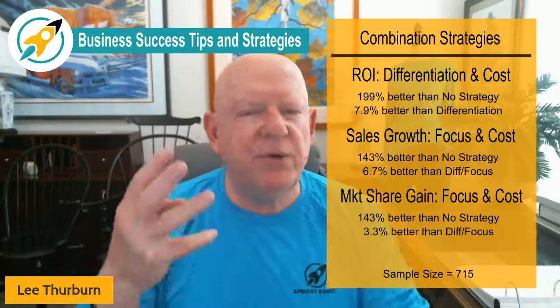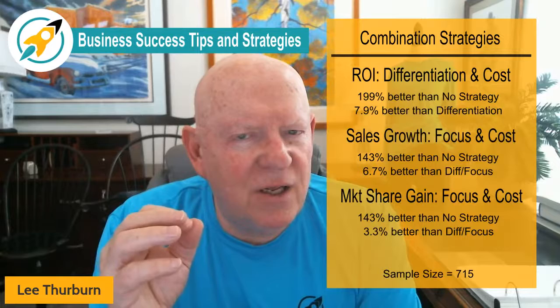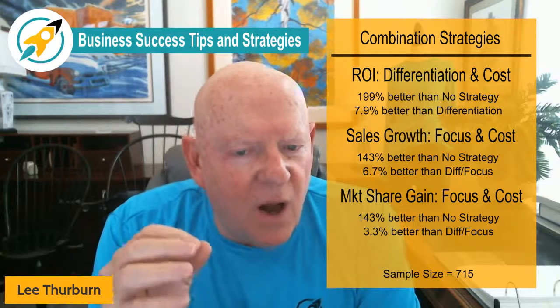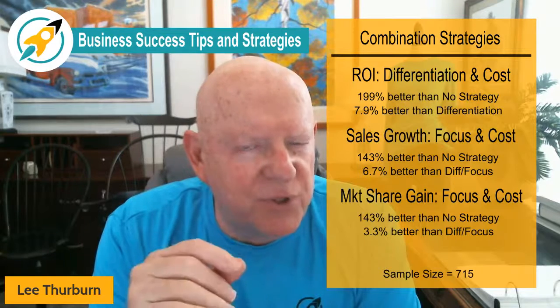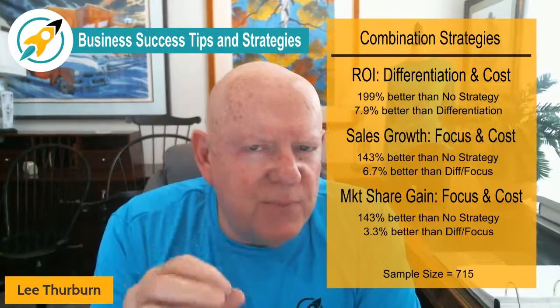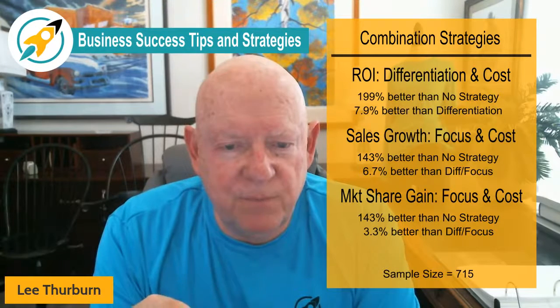And it looked at 3 different factors. What kind of return on investment did the companies receive? What kind of sales growth rate did the companies receive? And what kind of market share growth rate did the companies receive? And they found the following, and this is really interesting. Companies that had a combination strategy of differentiation and overall cost leadership had almost twice as good a return on investment, 199%. So that's almost 2 times better than companies that had no strategy.